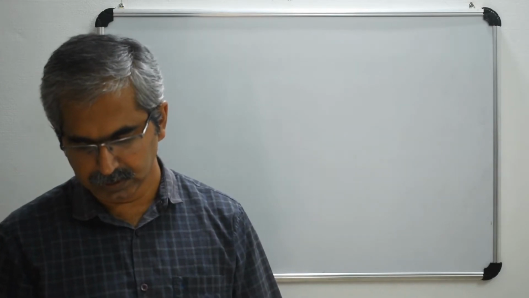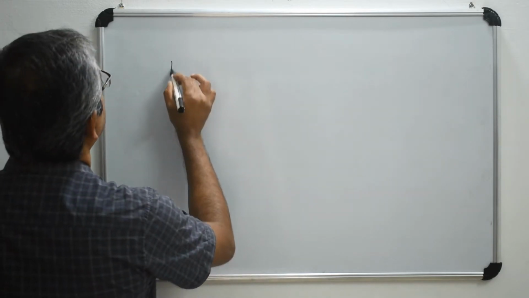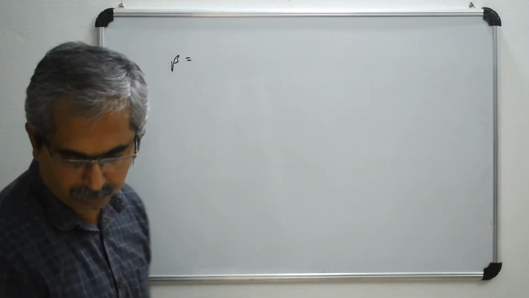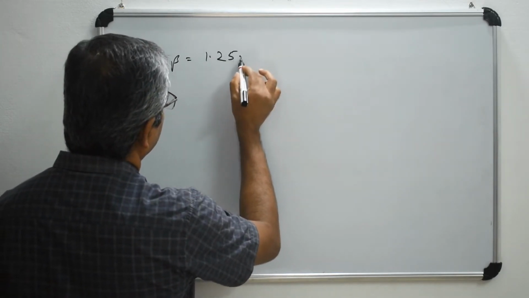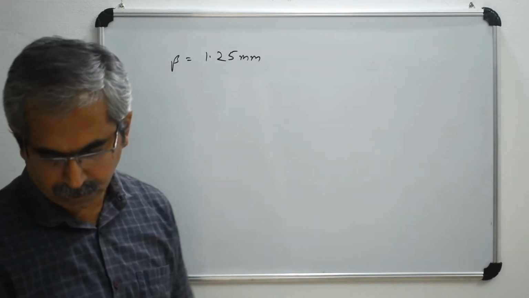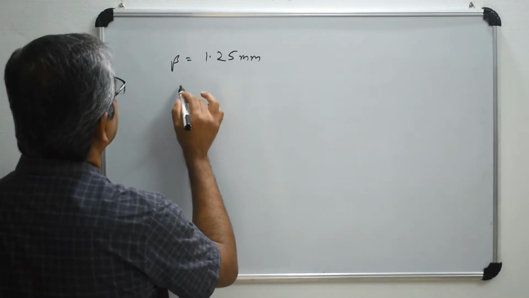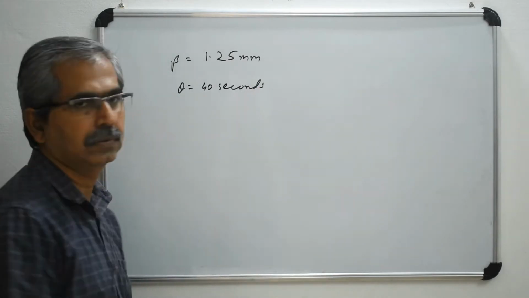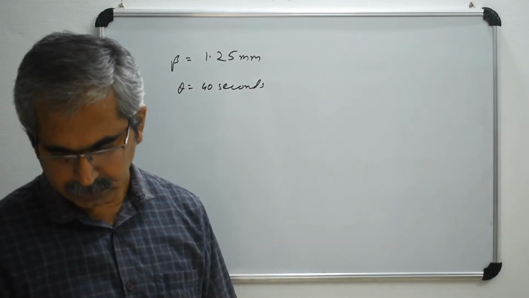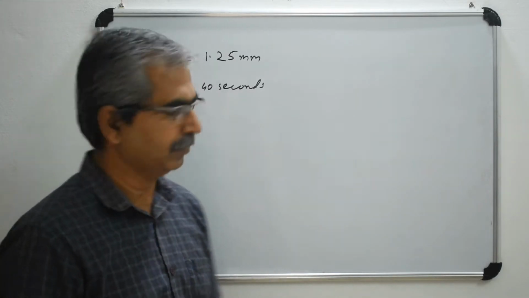That is the question. In a wedge-shaped film, the distance between the successive fringes, that is beta, is 1.25 millimeters. And the angle of the wedge is given, theta is equal to 40 seconds. Now the question is, calculate the wavelength of the light used, that is lambda.